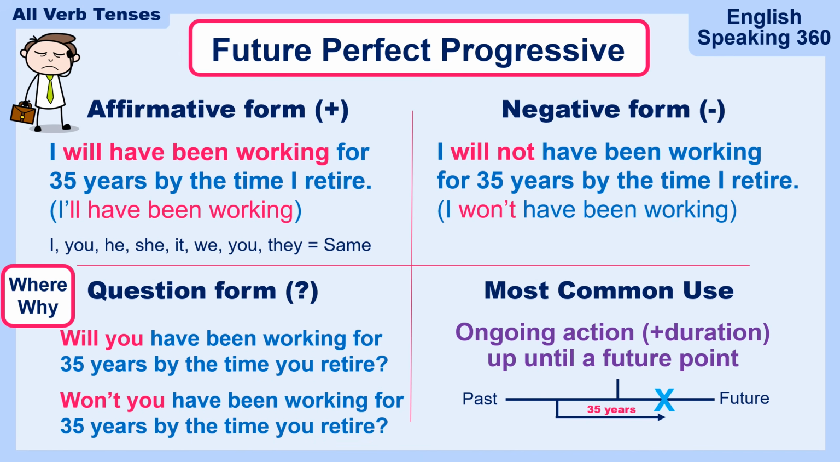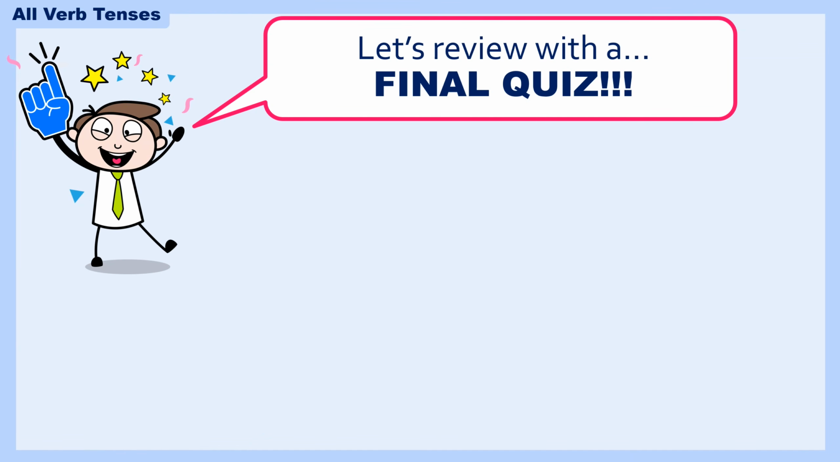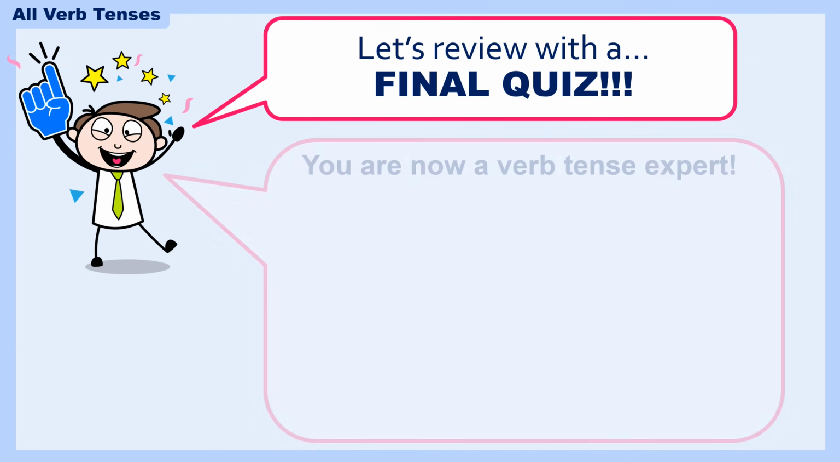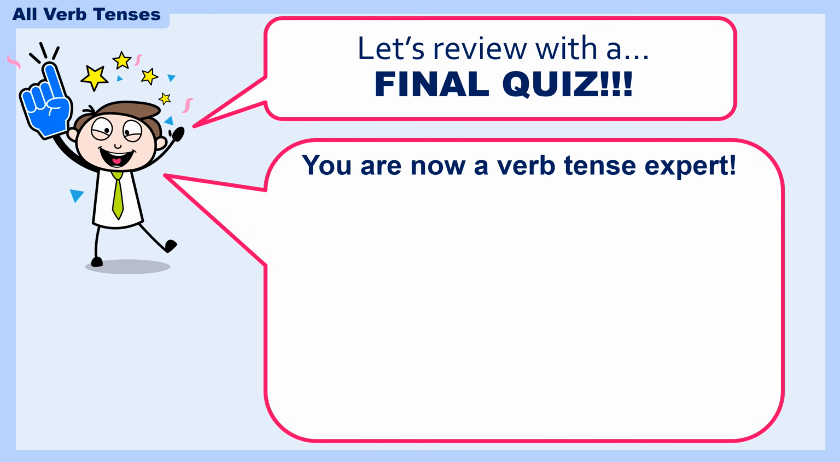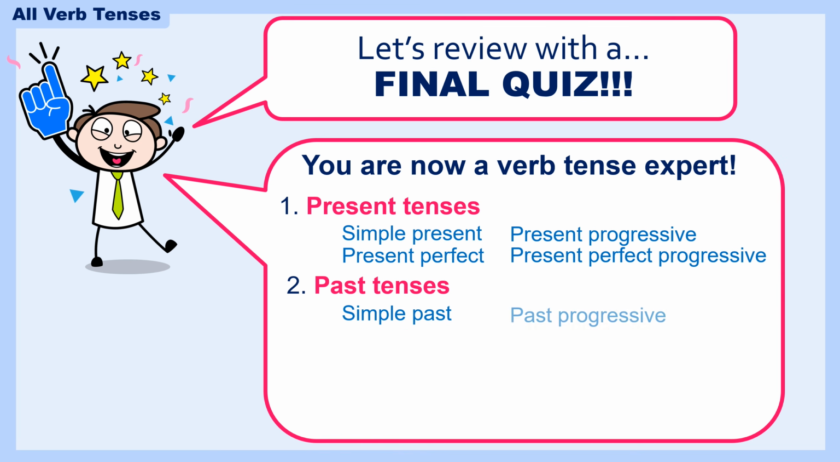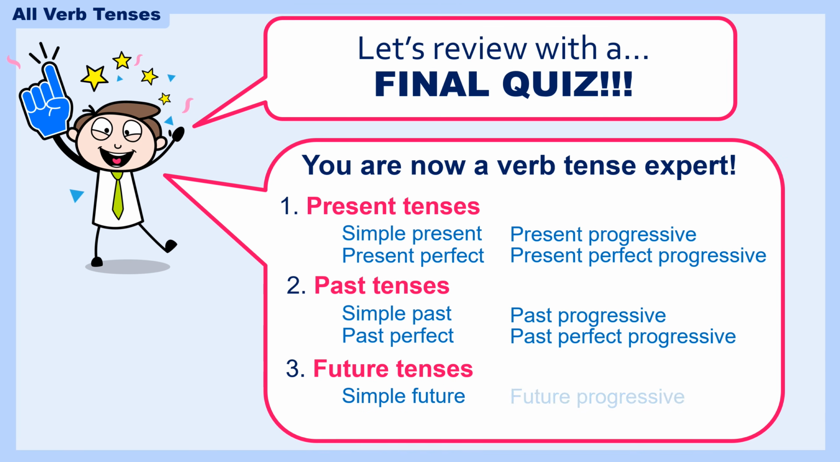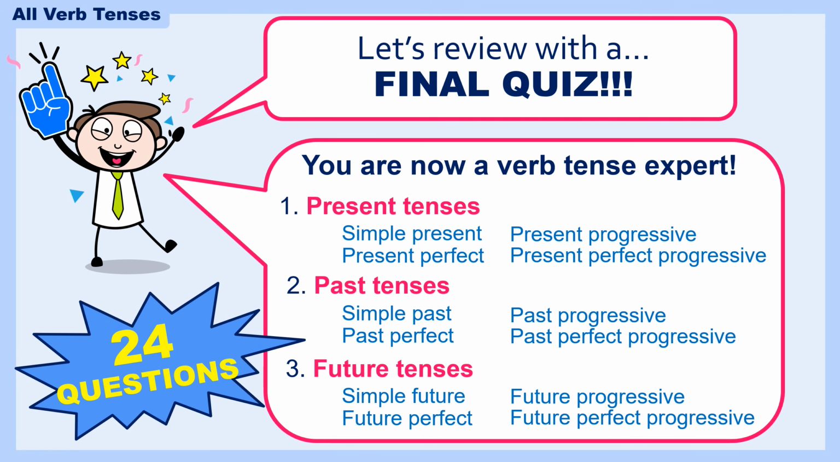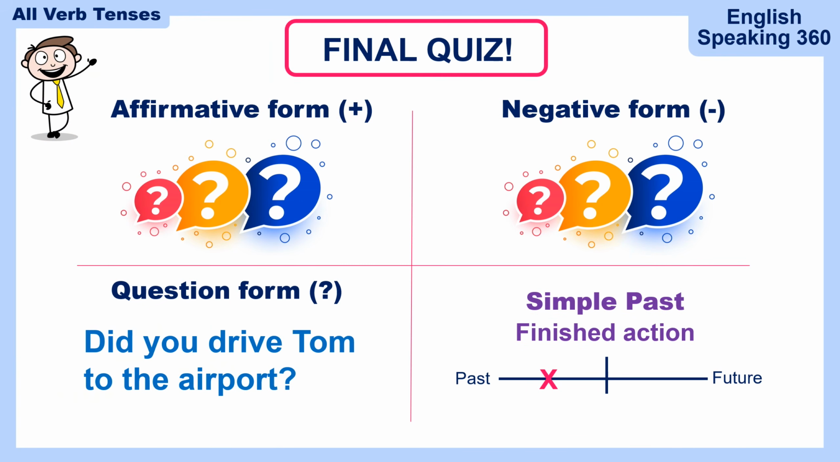Where will you have been working for 35 years? Why won't you have been working for 35 years? Great questions. Now let's review with a final quiz, guys. Now you are a verb tense expert. You know about the present tenses, you know about the 4 past tenses, the future tenses, and now is the time to test yourself with 24 difficult questions. Let's go.